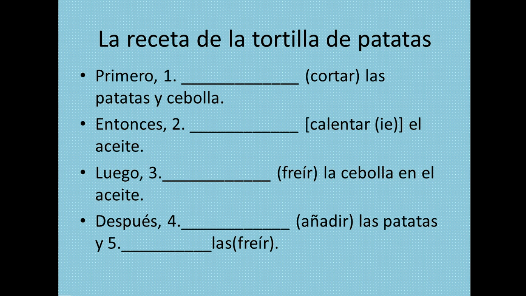Then we have luego, blank, freír la cebolla en el aceite, y después añadir las patatas y las freír. So I want you to go ahead and put each of those verbs in parentheses in the usted command form on the blanks that are on your sheet on page 12. Now, if you didn't have enough time to complete all 4, go ahead and just pause this video and I'm going to continue on.